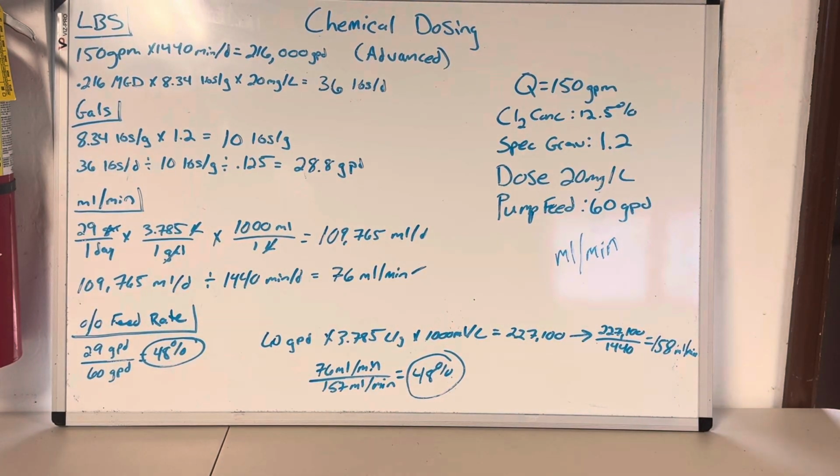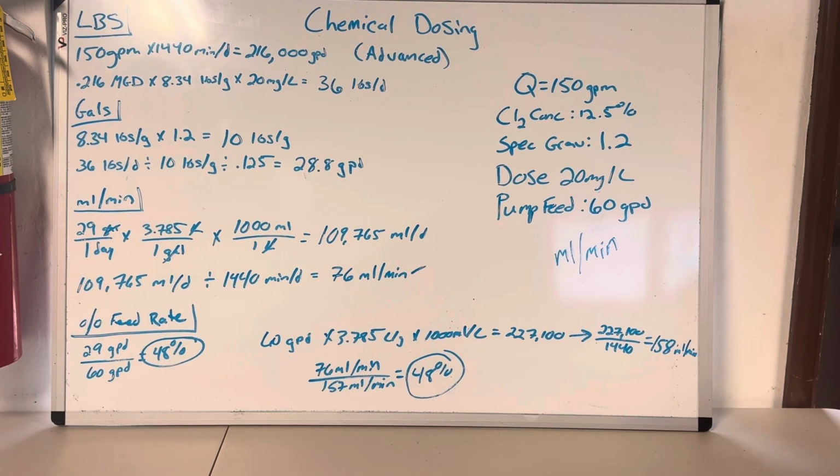Okay, let's do an advanced chemical dosing problem. For those of you watching this video, I'm going to make some assumptions about your math skills. I'm going to assume you know the pounds formula like the back of your hand, and that you're pretty familiar with converting pounds to gallons per day of sodium hypochlorite. I will do more basic videos and link them in the description below if you want some review on those things.